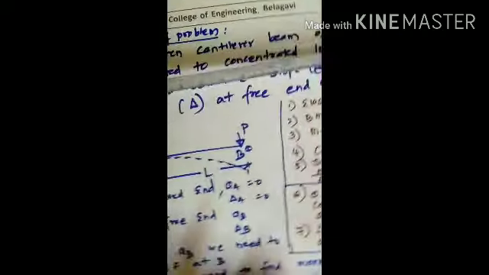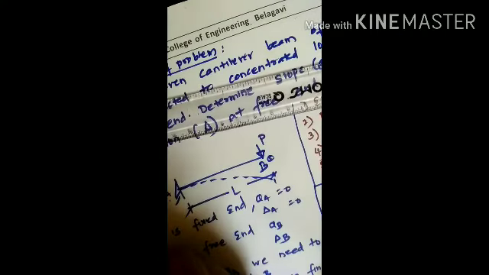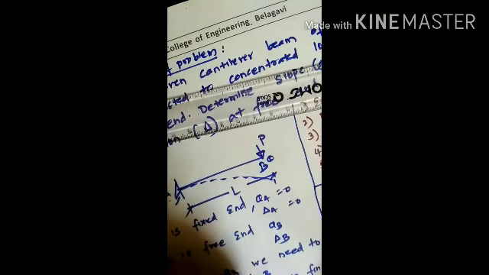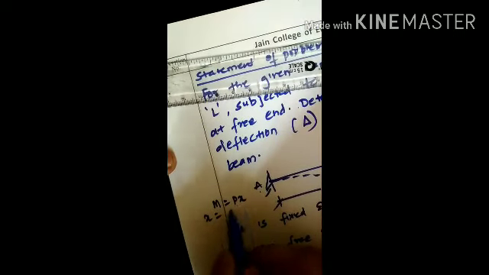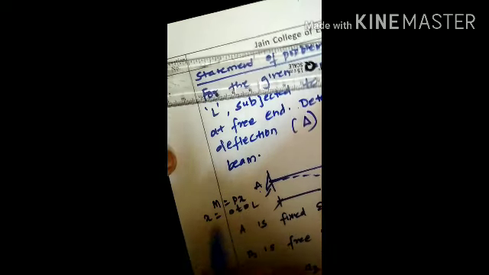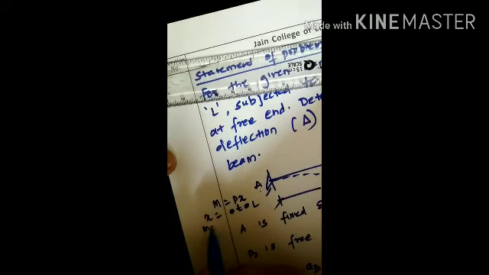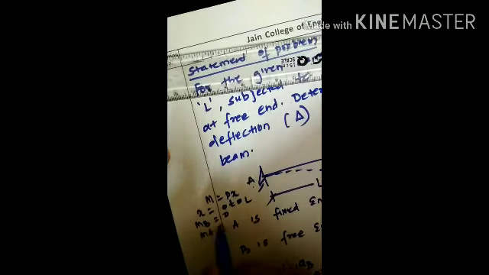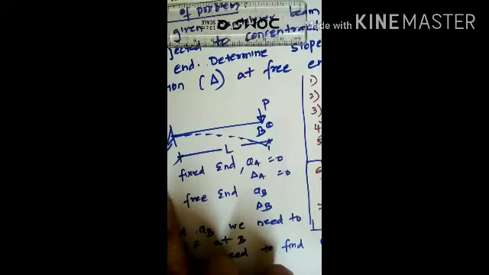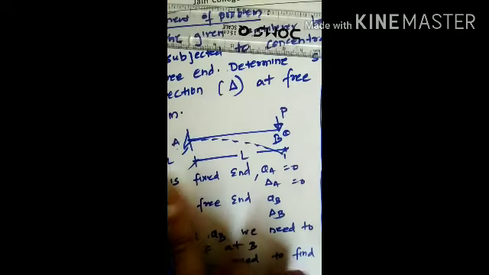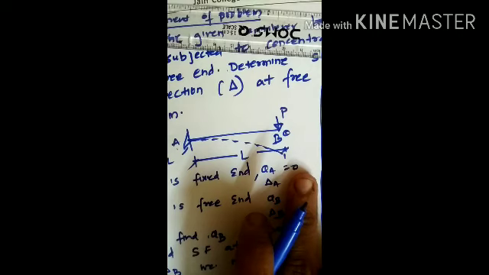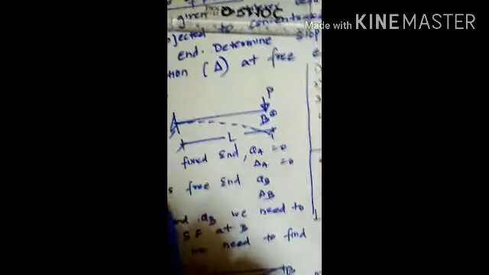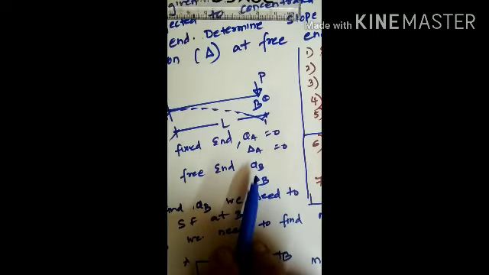Now how to calculate this? We can calculate M is equal to P into X, and X will vary from 0 to L. If I substitute X as 0, the moment at B will be 0, and the moment at A will be PL. So this is the elastic curve. Now since A is fixed here, slope will be 0 and deflection will be 0. Now B is the free end, so slope and deflection need to be calculated.